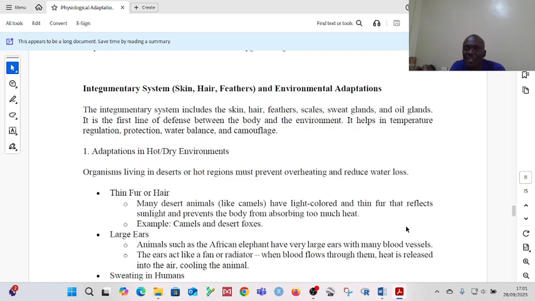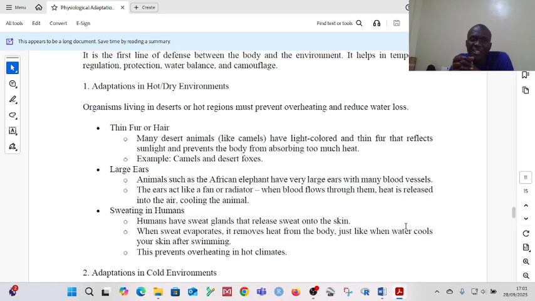Camouflage is that which resembles the environment so that it cannot be seen either by a predator or a prey. So what happens with adaptations in line with the integumentary system when you are thinking of animals that are found either in a hot or dry environment? Organisms that live in deserts or hot regions need to find ways to prevent overheating. They need to find ways to reduce the amount of water that is lost. So how do they do this?